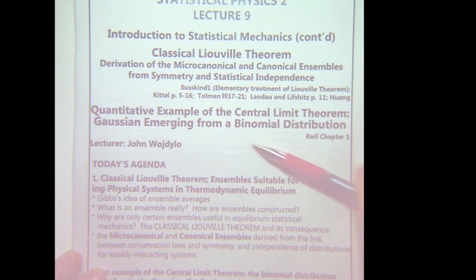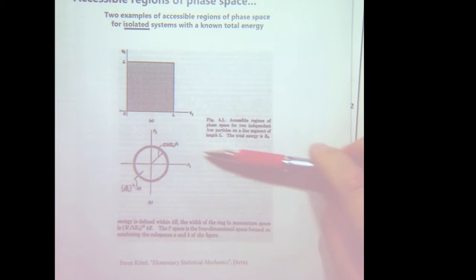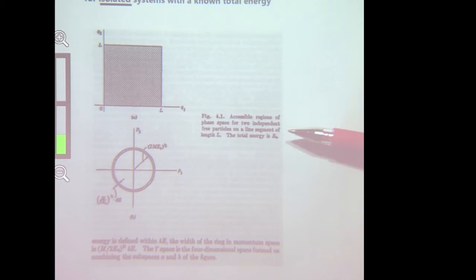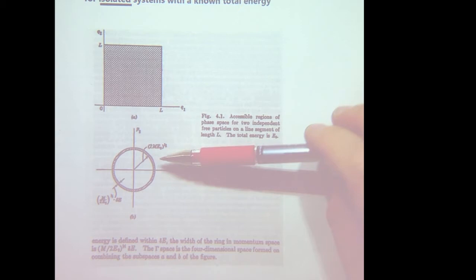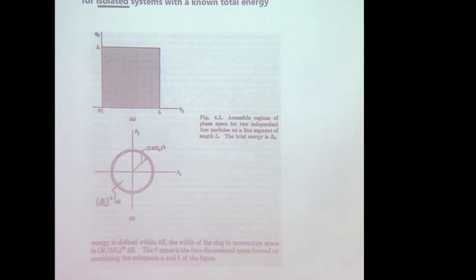And then there was the quantitative example of the central limit theorem, starting from seeing the Gaussian emerging from a binomial distribution. So there was the idea of the ensemble, which was here, and the idea of accessible regions of phase space. So, for example, if you have two particles in one dimension, and they're both free, and they're confined to a box of length L, this is a classical phase space picture. There is a certain region of phase space that's accessible to them because of the energy constraint.